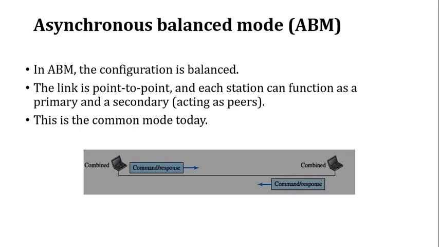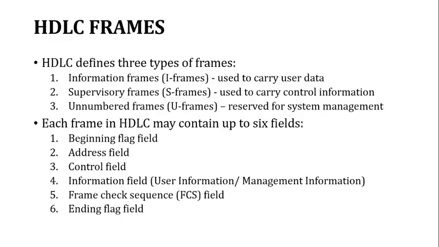Next we are going to see ABM, asynchronous balanced mode. In ABM, the configuration is balanced. The link is point-to-point and each station can function as a primary and a secondary. This is the common mode today, and here you can see the diagram. Both stations can send commands and respond. That's all about ABM, asynchronous balanced mode.